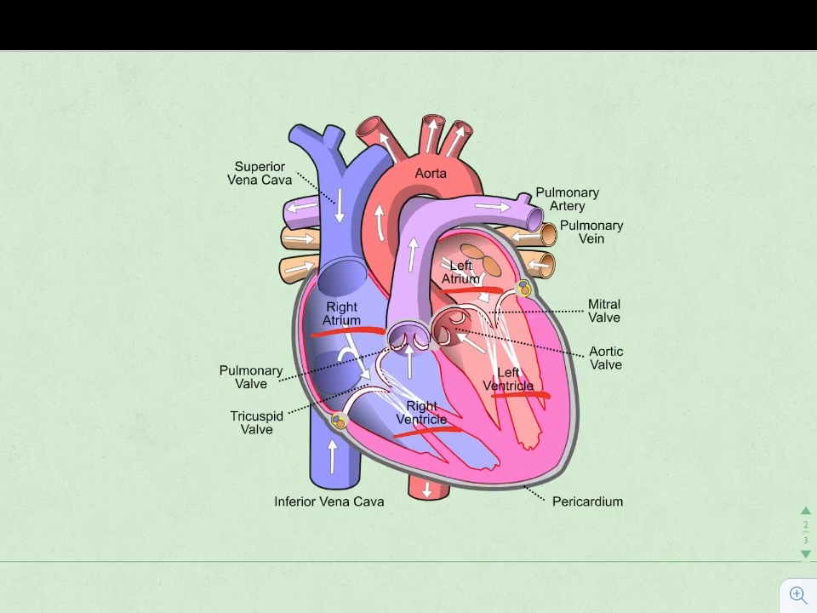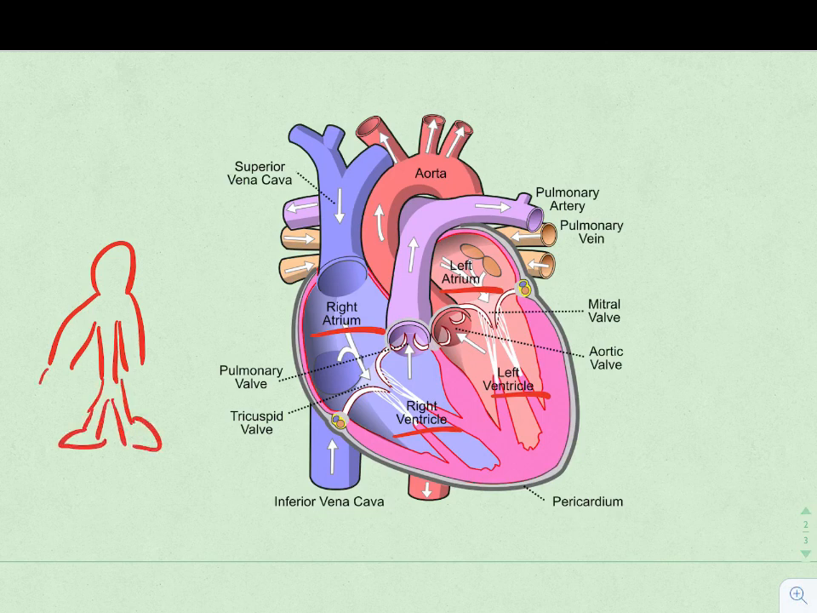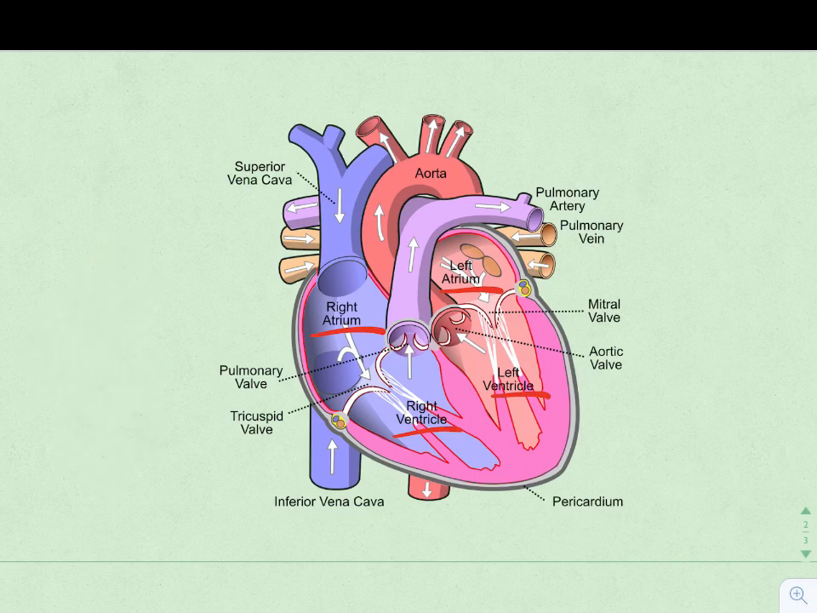But if you imagine that heart was inside of a person already, here's our person, not a very good one. Okay, ooh, that's really bad. That this would be the person's right arm, and this would be the person's left arm. So you just have to imagine that it's already inside of a human when you're figuring out left and right.